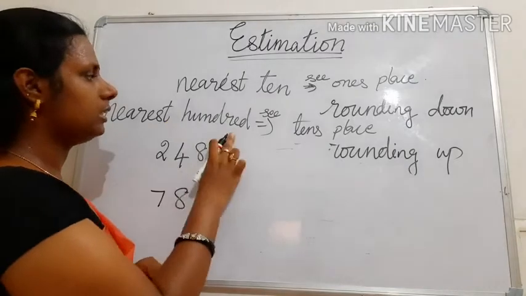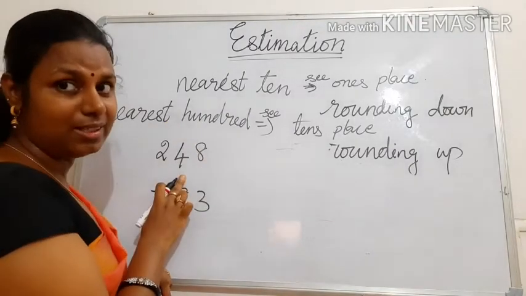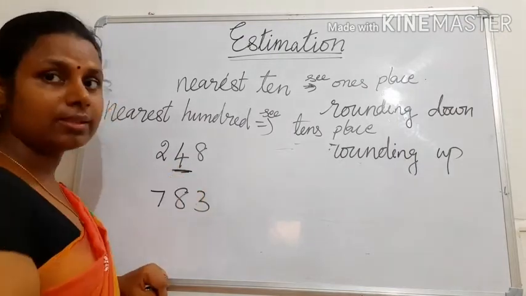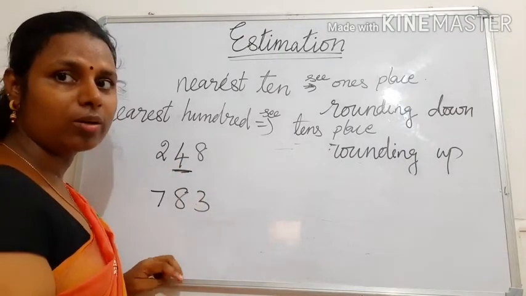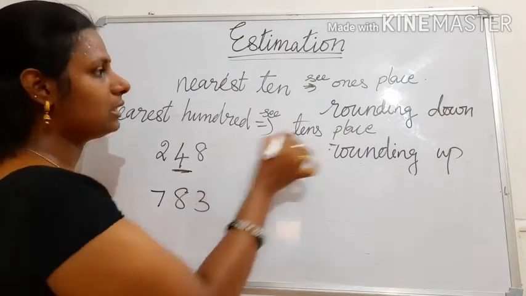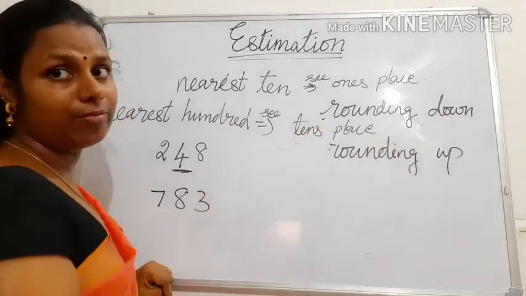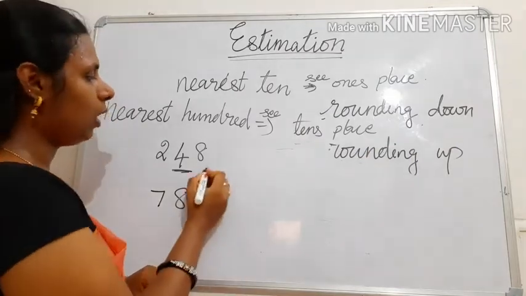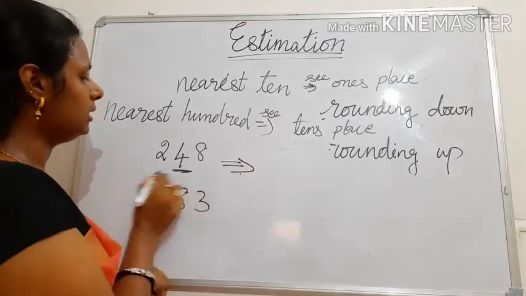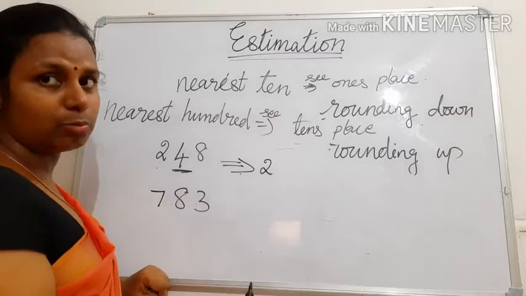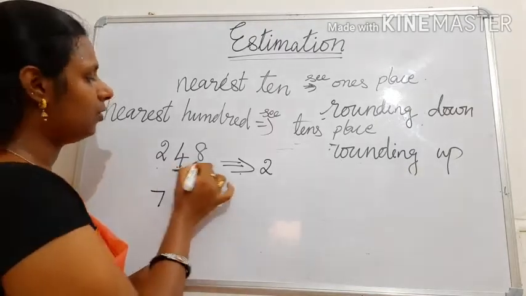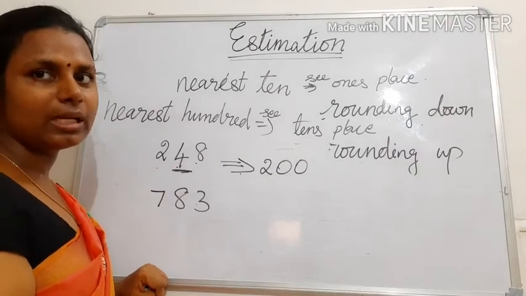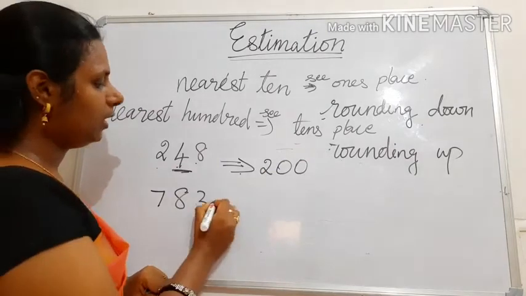For nearest 100 means we have to see the next place, that is tens place. In tens place, which number is there? 4. That is less than 5. That means rounding down. When you round down, the hundreds place comes as it is, and for the other two places, 0.